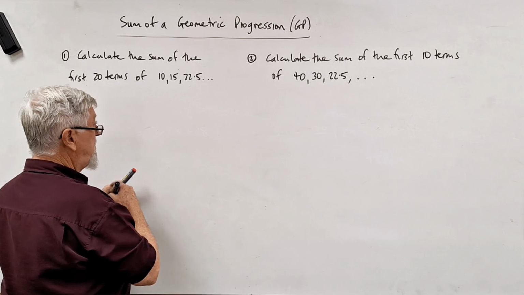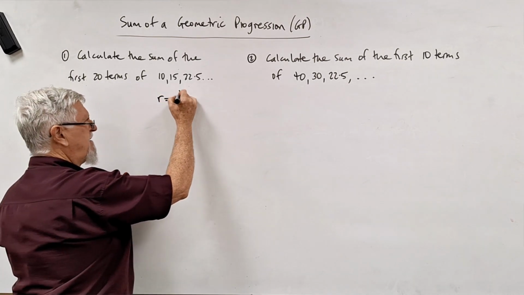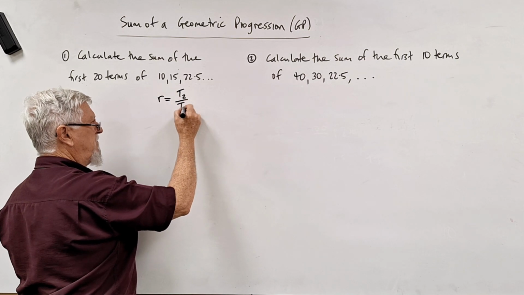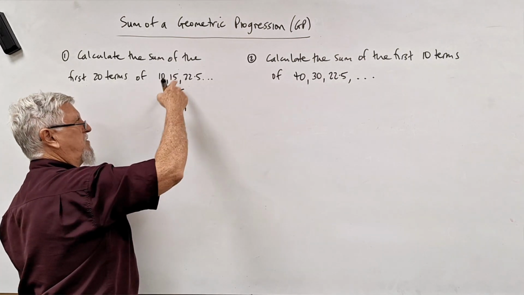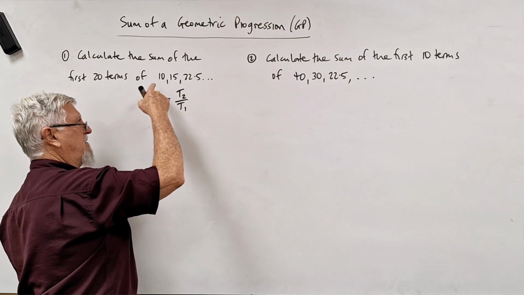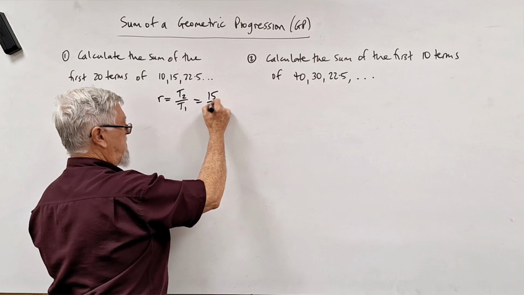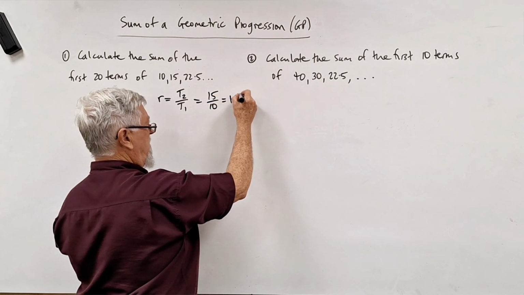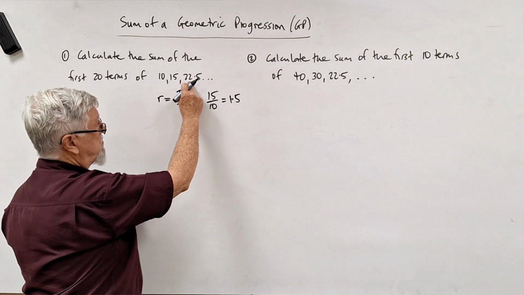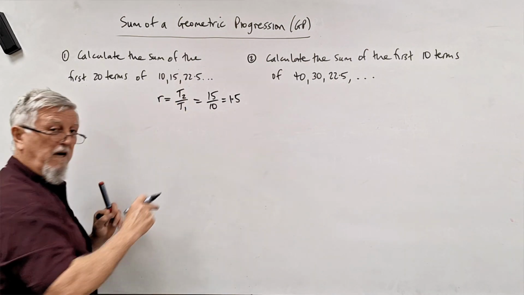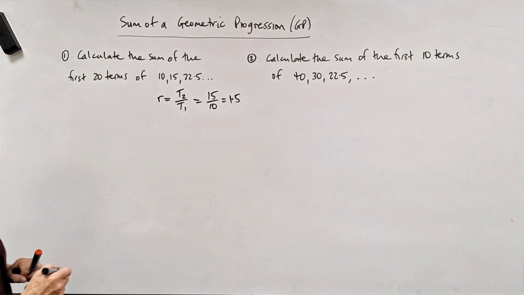What do you do for a GP? Let's have a look at it. We need this big thing called R. And I'm going to talk about again, it's the second term divided by the first term. So there's term 1, term 2, term 3. So that's term 2 is its position. And we've got 15 over 10 and you've got 1.5. So most people are okay with that. By the way, if you looked at 22.5 over 15, you'll get the same ratio of 1.5, but the numbers are a bit harder and it mucks people up.